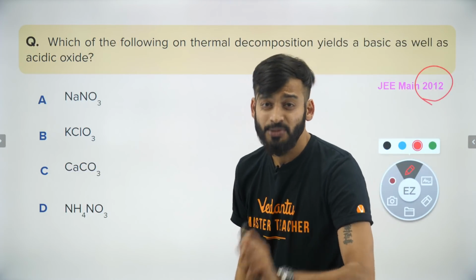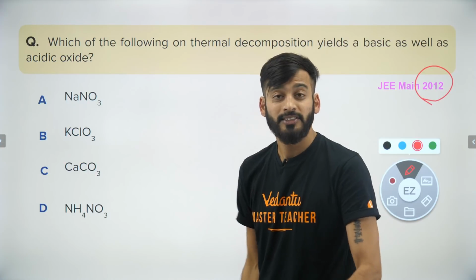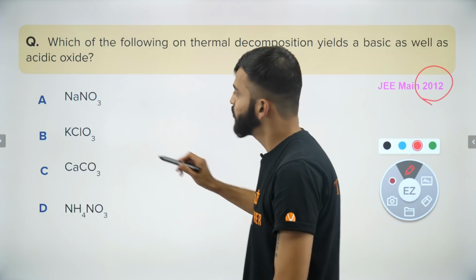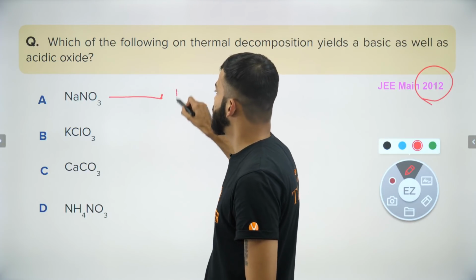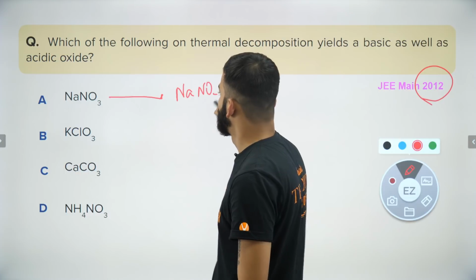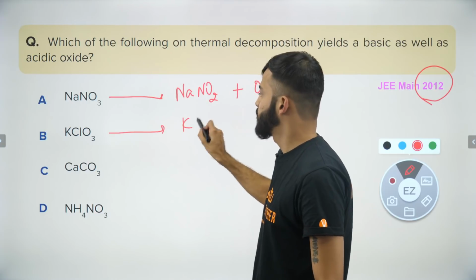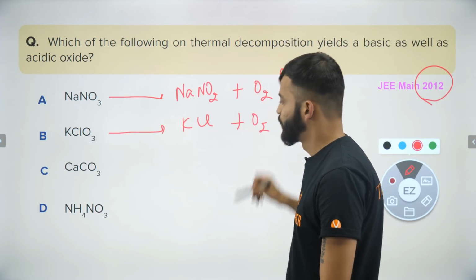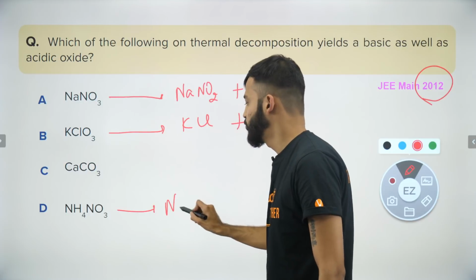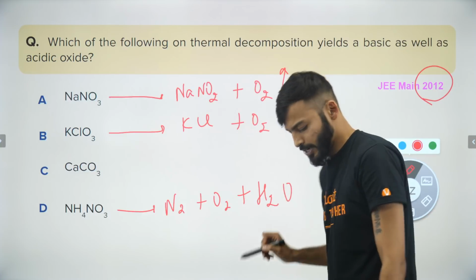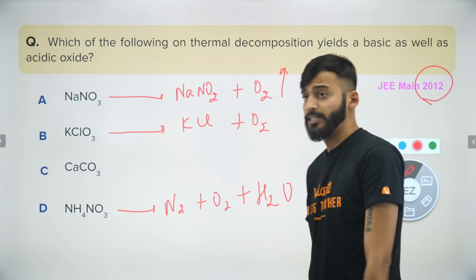I think it's the easiest question they could have asked. पता है, क्योंकि this thing you also learn in your 10th class. चलो मैं पहले आपको बता देता हूँ. If you heat it up, it will become NaNO2 plus oxygen. If you heat it up, it will become KCl plus O2. If you heat it up, it will become N2O plus H2O. क्या क्या बन जाएगा? N2O, H2O बन जाएगा.